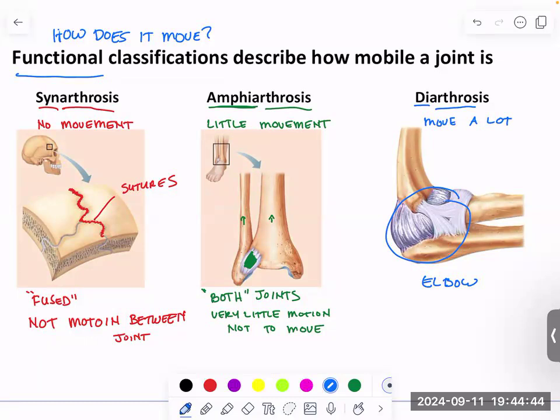Okay. Folks, these are your three functional classes. What you should be asking is how does it move? That is what functional means.